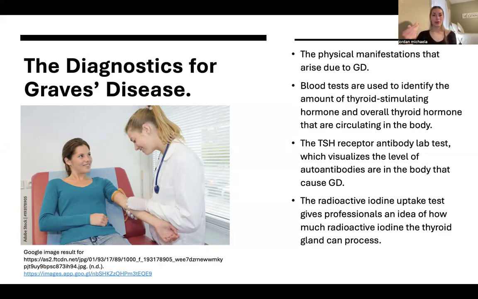So you would get another test called a TSH receptor antibody lab test, which measures how many autoantibodies are in the body. There is also a radioactive iodine uptake test, which gives medical professionals an idea of how much radioactive iodine your thyroid can process and how fast it can process it. And this can tell us a lot about how your thyroid is functioning overall.